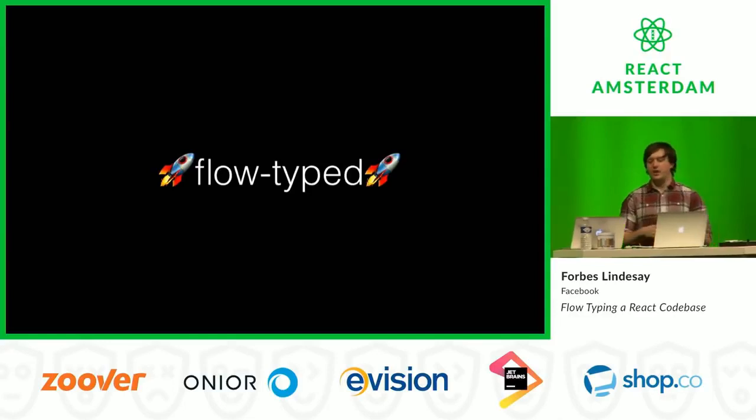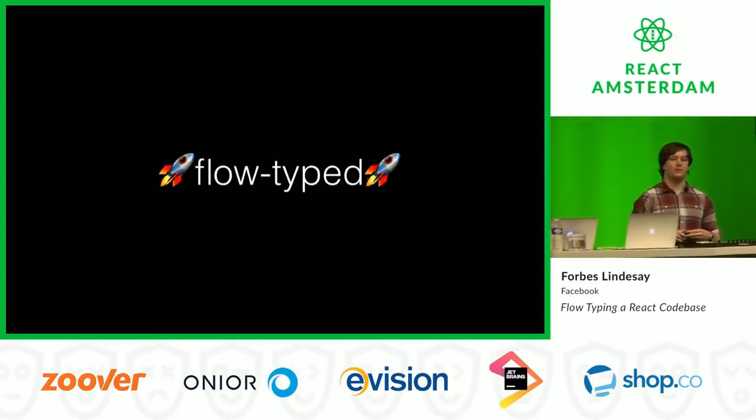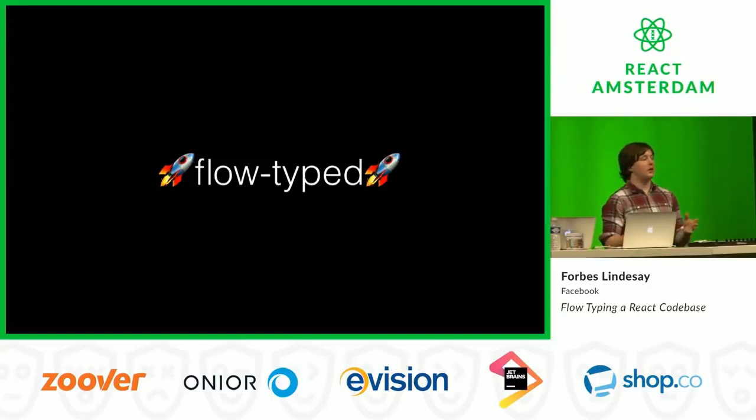Flow-typed is a really useful module. It solves the problem of third-party code that's been written by developers who didn't add flow types. Flow-typed is just a simple command line utility. You can install it with npm, and then you run it by typing flow-typed install.